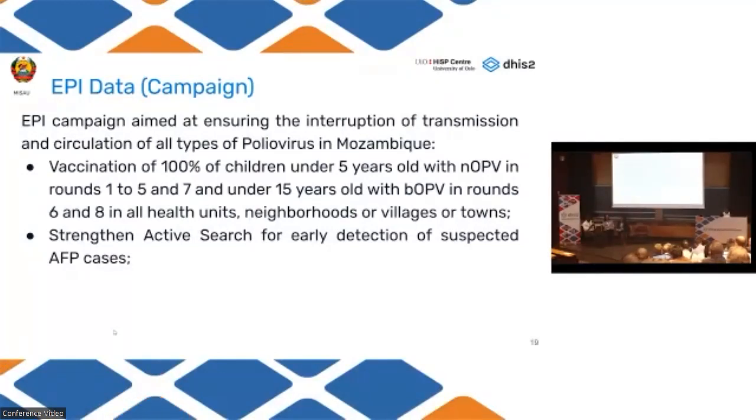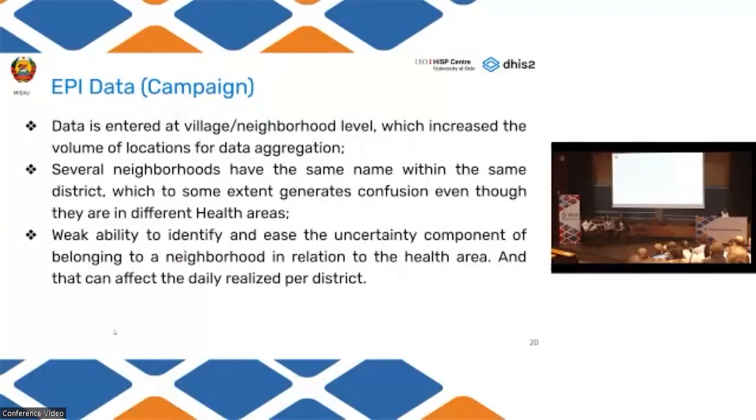The plan was to have three phases of the campaign, but during the period we had many cases, so we needed to extend the epidemiological surveillance in order to deal with the many cases that appeared during that time.